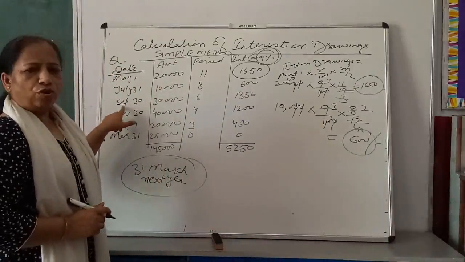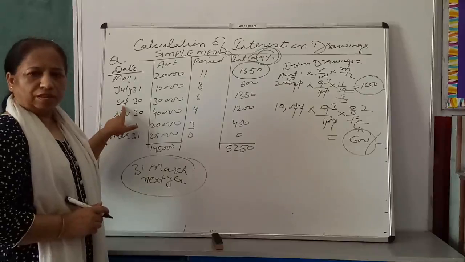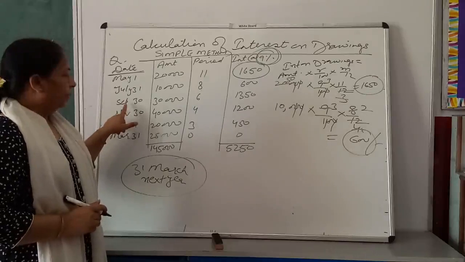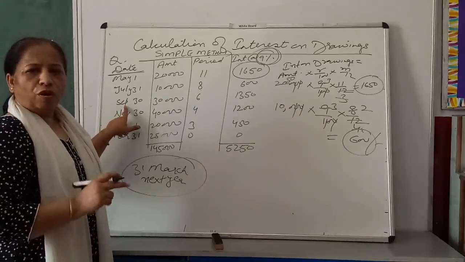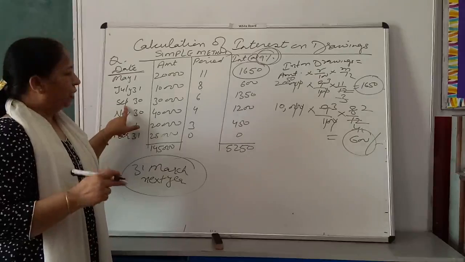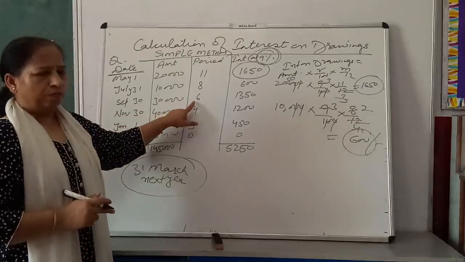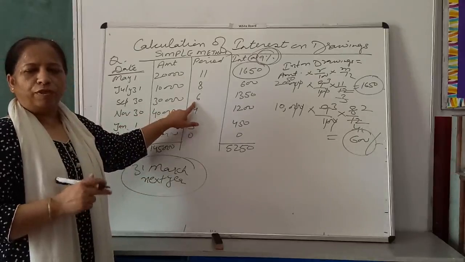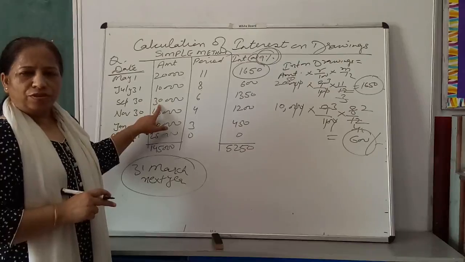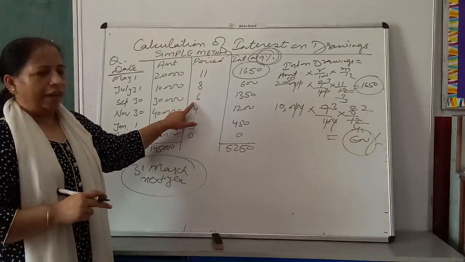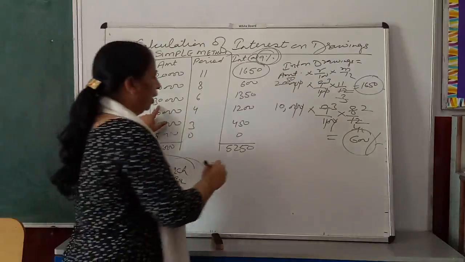Again, when you are drawing money on September 30th, how many months will you use this money? October, November, December, January, February and March, 6 months. You are using 30,000 rupees for 6 months at the rate of 9%. How will you calculate interest on drawings?